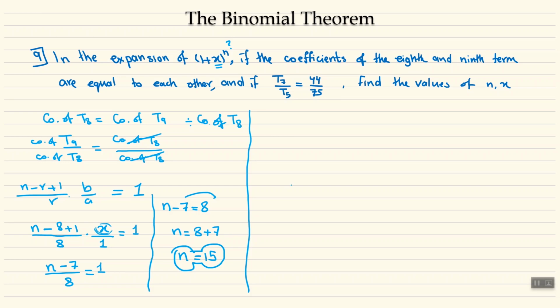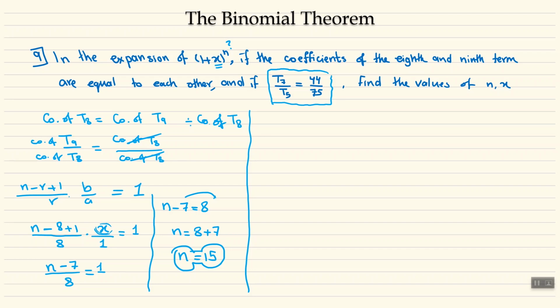Having found the value of n, now we will attempt to find the value of x. How? We will use this piece of information: T7 over T5 equals 44 over 75. How do we find x from it? Now they are not after each other, right? They're not after each other because they are T7 and T5. So we can't use the ratio. So what do we do?